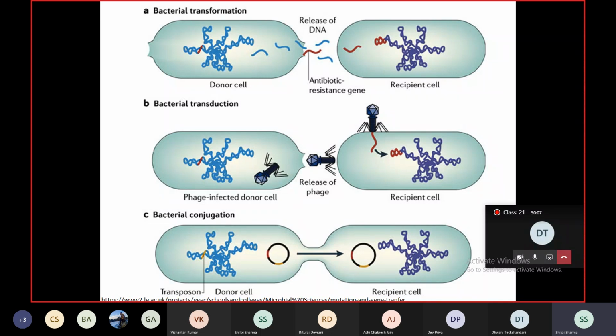Yes, so here again, transformation is when you don't need physical contact, or you don't even need a live cell for transfer. Transduction is when the virus is actually taking up DNA from one cell and delivering it to the other, and conjugation is the only mode wherein you need live cells and physical contact.